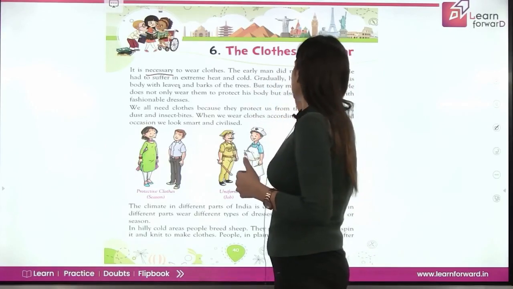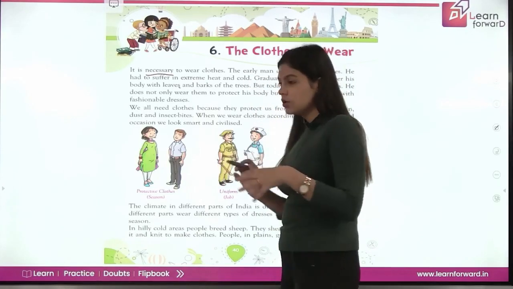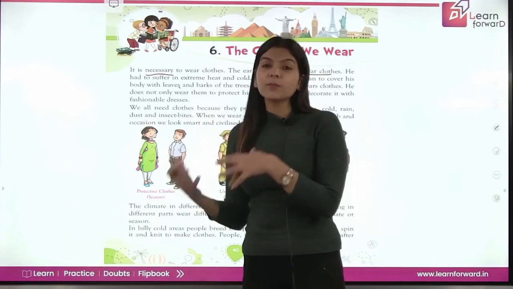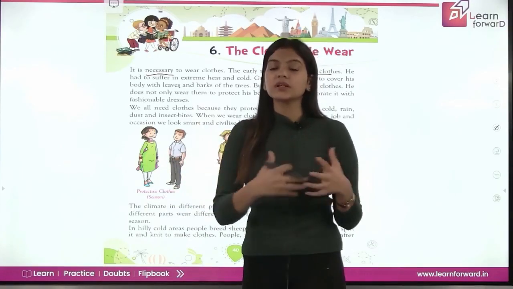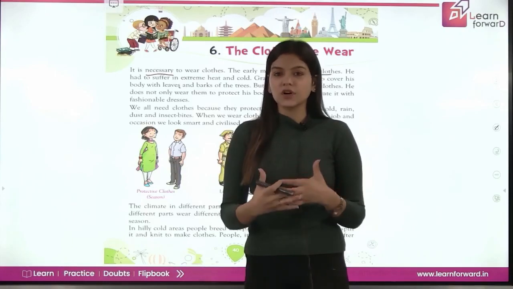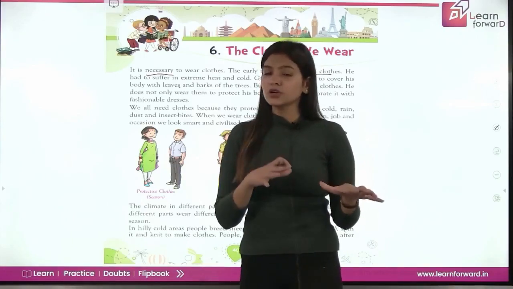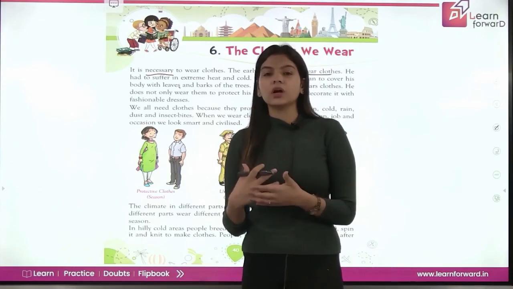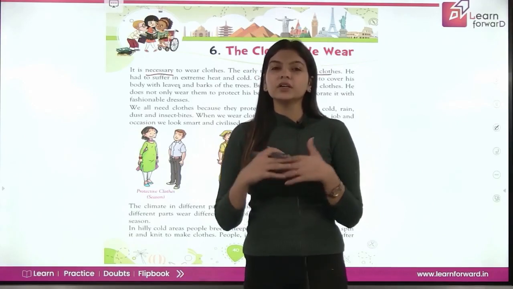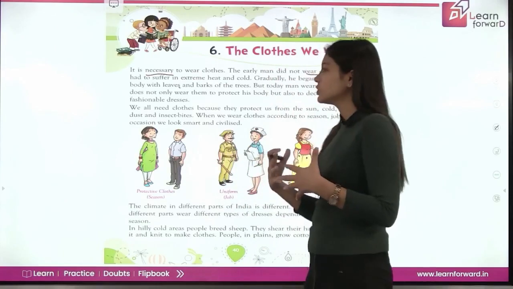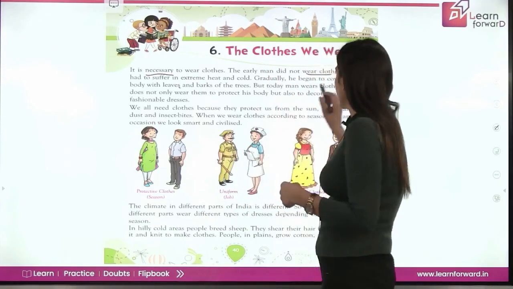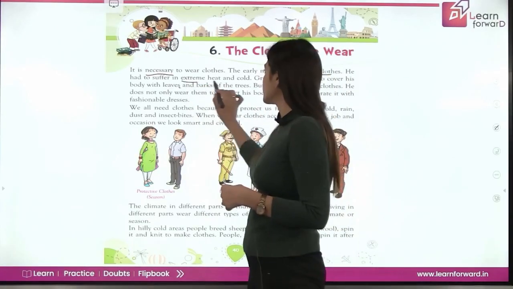So the early man did not wear clothes. As we all know, जैसे जैसे एक मैन ह्यूमन इवॉल्व होना स्टार्ट हुआ तो वैसे वैसे धीरे धीरे चीजें उसने नई नई इन्वेंट करी है, डिस्कवर करी. So early man did not know how to wear clothes or what to wear. So what did they do? They used to wrap around leaves or barks of the trees around themselves to protect themselves. So he had to suffer extreme heat and cold.